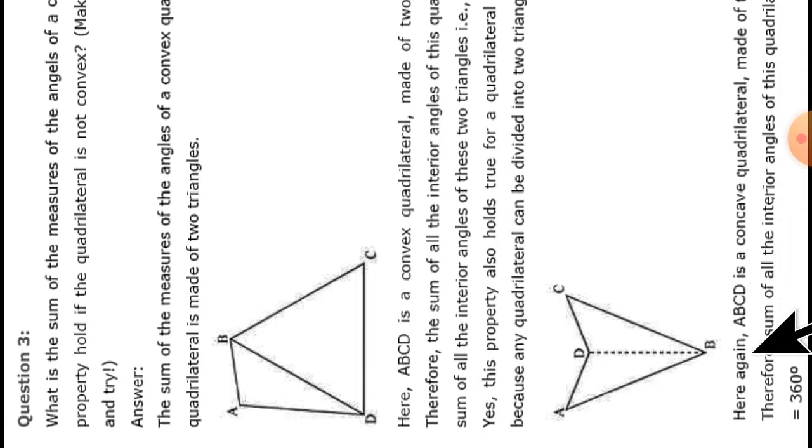Now here also the sum of the measures of the angles of this triangle is 180 degrees and the sum of the measures of the angles of this triangle is 180 degrees. Therefore, the sum of the interior angles of this quadrilateral also will be 180 degrees plus 180 degrees equals 360 degrees.